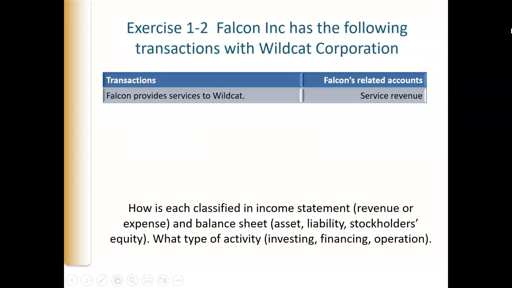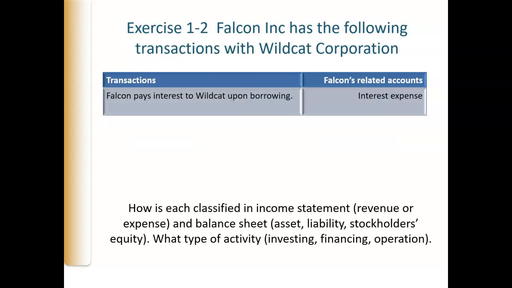Next, Falcon provides services to Wildcat. So now Falcon is providing some type of service to Wildcat. If it's providing a service, we call it service revenue. What type of activity is this? Wouldn't it be operating because it's why the company's in business? And it would be a revenue. Most revenue accounts are going to have the word revenue after it. Okay?